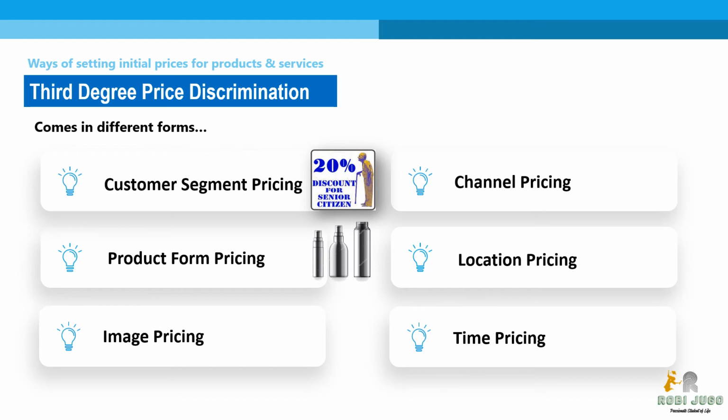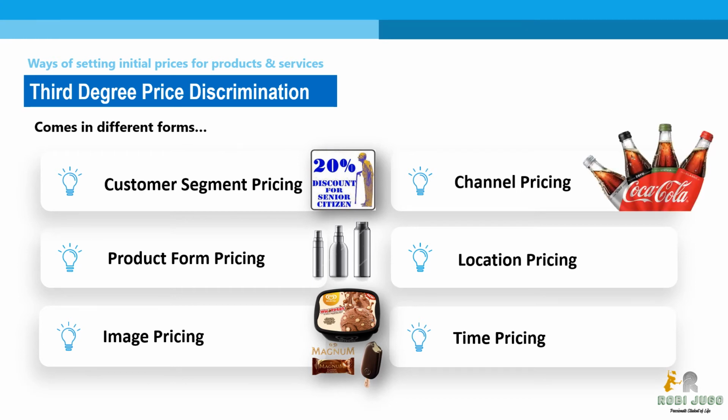For image pricing, some companies price the same product at 2 different levels based on image differences. An example is Selecta's regular chocolate ice cream versus Selecta's Magnum chocolate truffle ice cream. For channel pricing, prices vary depending on the medium, quote and unquote, where it is sold. Coca-Cola carries a different price depending on whether the consumer purchases it in a fine restaurant, a fast food restaurant, or a vending machine. For location pricing, the same product is priced differently at different locations, even though the cost of offering it at each location is just the same.